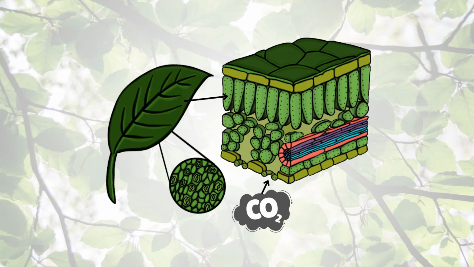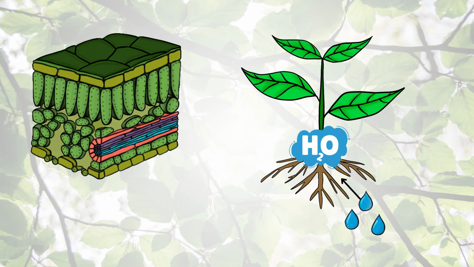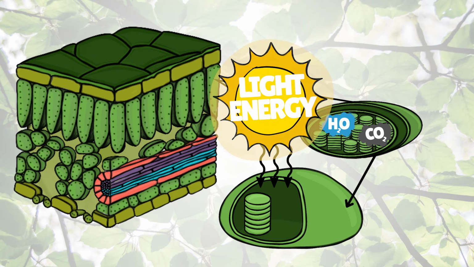Now that we know the ingredients and the plant structures involved in photosynthesis, let's see how it all works together. Carbon dioxide enters into the leaf through the stomata, then passes through the air spaces, entering into the chlorophyll-containing cells. Roots draw water into the plant. That water travels through vessels called xylem to get to the leaves. Now both water and carbon dioxide molecules are absorbed by the chloroplasts. Inside the chloroplasts, chlorophyll traps energy from the sunlight.